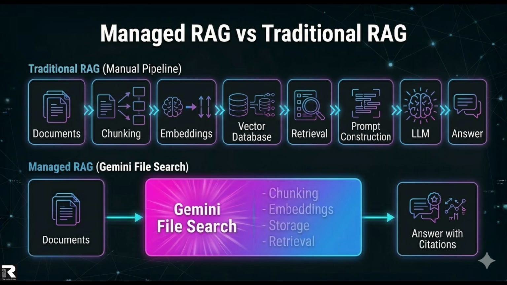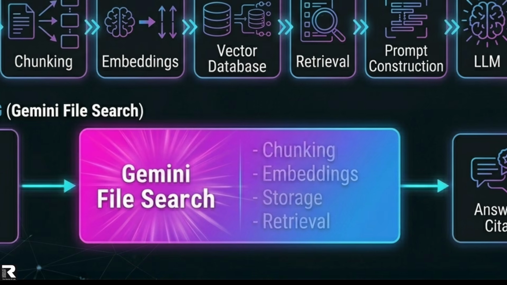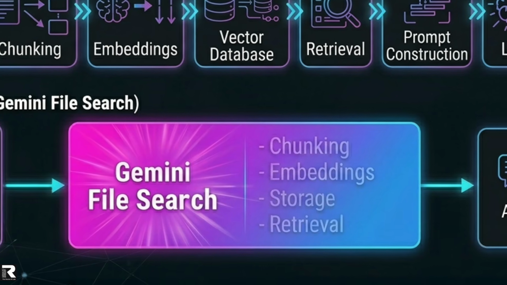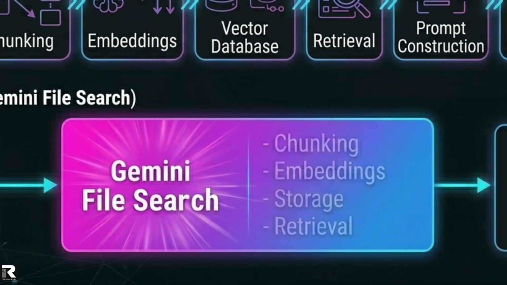What if you could build RAG without managing chunking, embeddings, or vector databases? That's exactly what Gemini File Search does. But to understand why that matters, we need to see how RAG actually works.